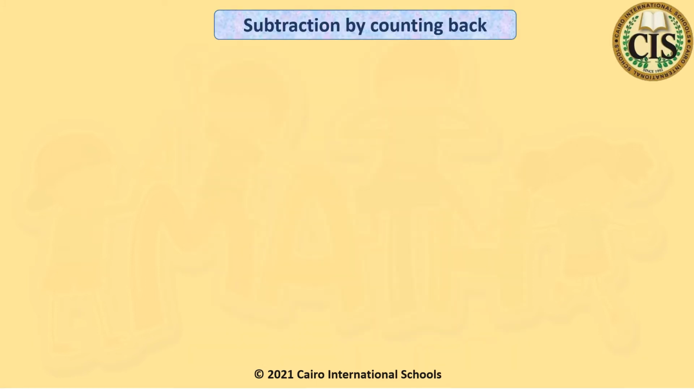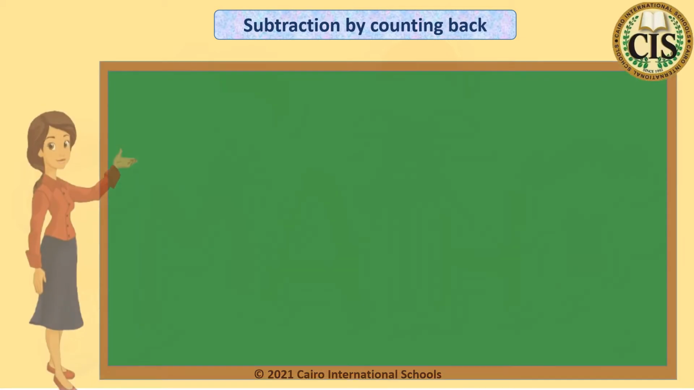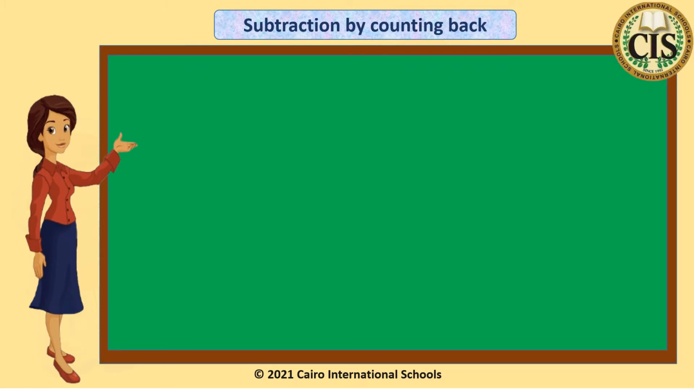Now we're going to start the second topic in chapter 10, which is subtraction by counting back. We studied multiple ways to solve subtraction problems. One of them was subtraction by counting back. We will focus on it now in this chapter.